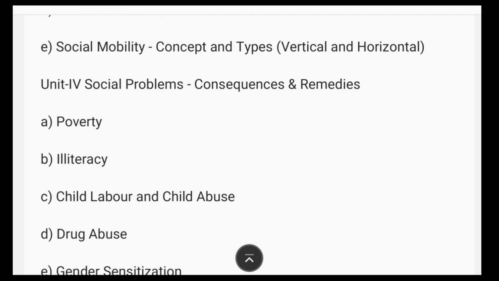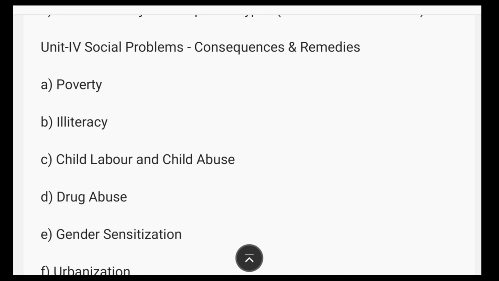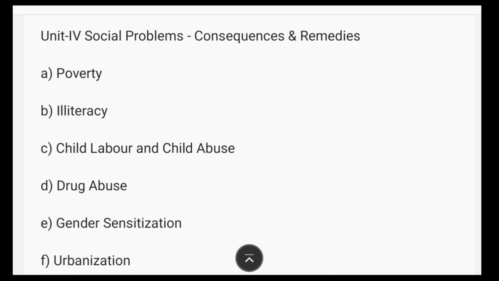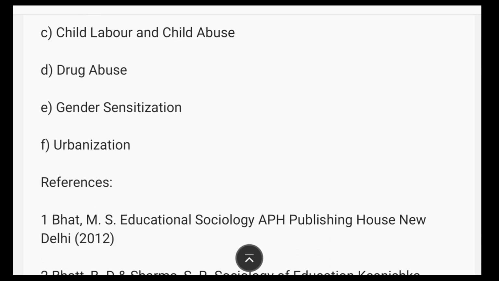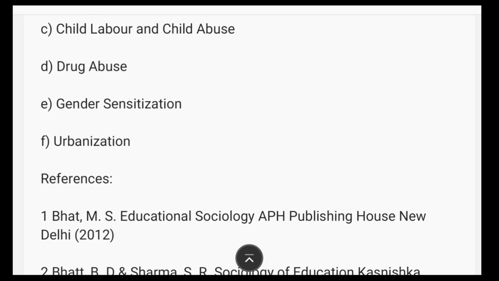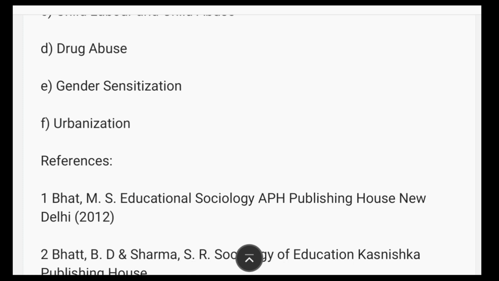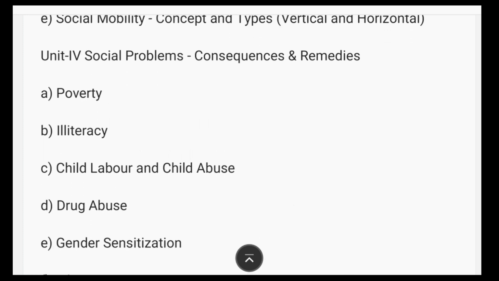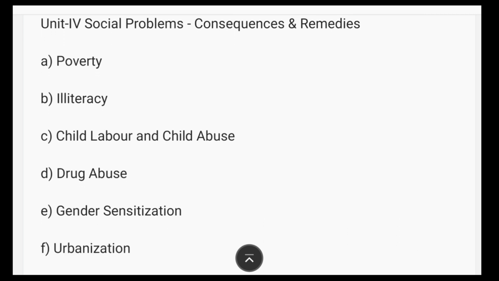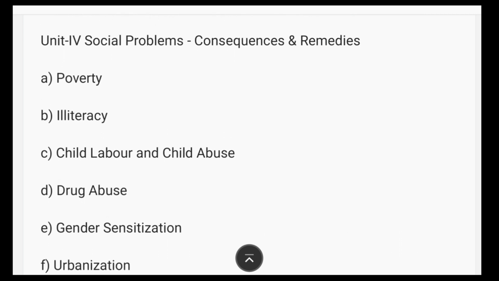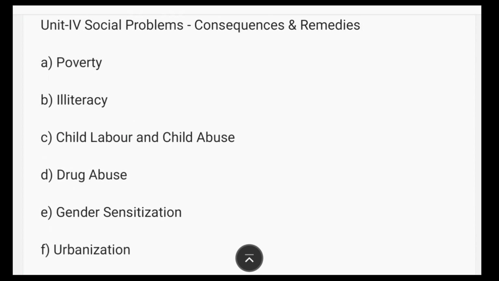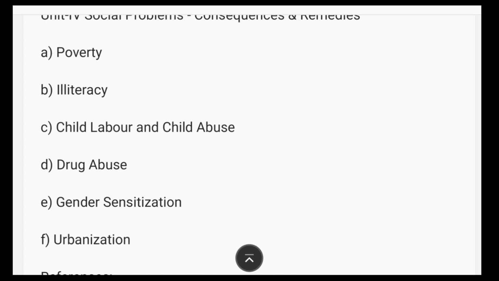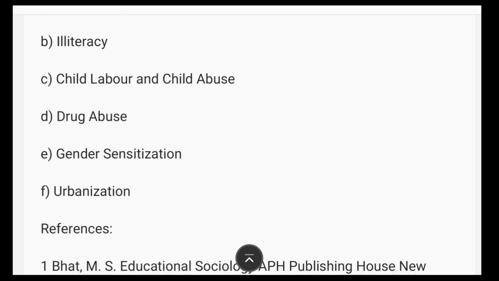Unit 4 is social problems, their consequences and remedies, causes, consequences and remedies. First social problem you have to study is poverty, then illiteracy, its consequences and remedies, child labor and child abuse, then drug abuse and gender sensitization, urbanization. These are some social problems you have to study. First you have to study what is meant by poverty, what is meant by illiteracy, then its causes, consequences and remedies. How we will overcome these problems.